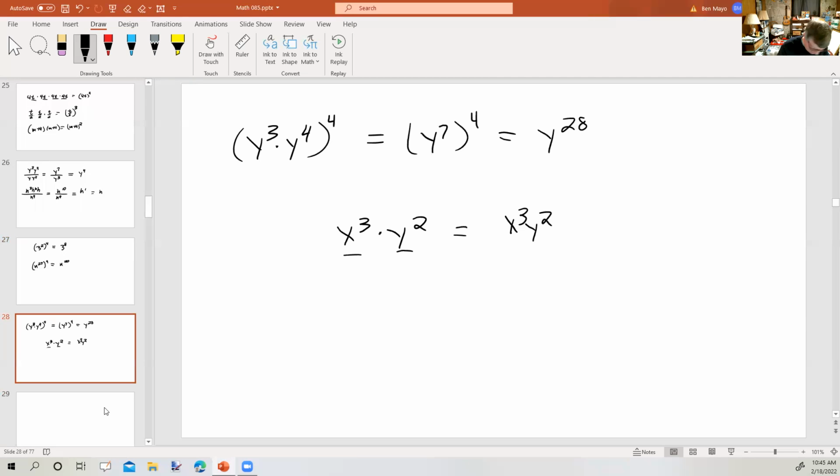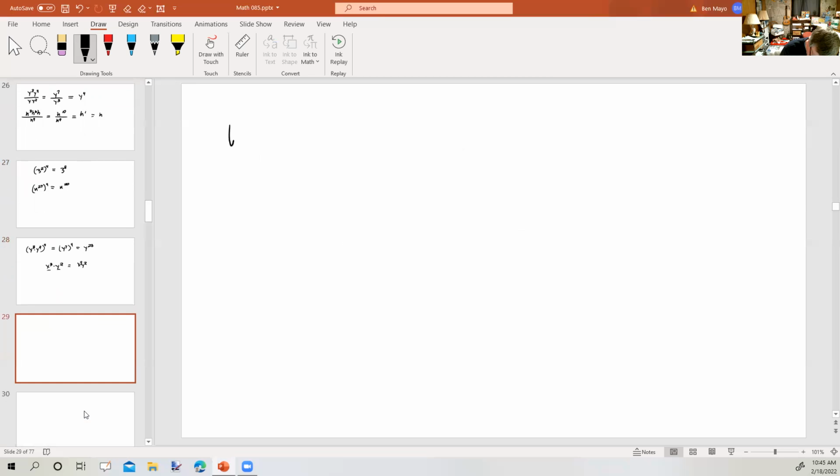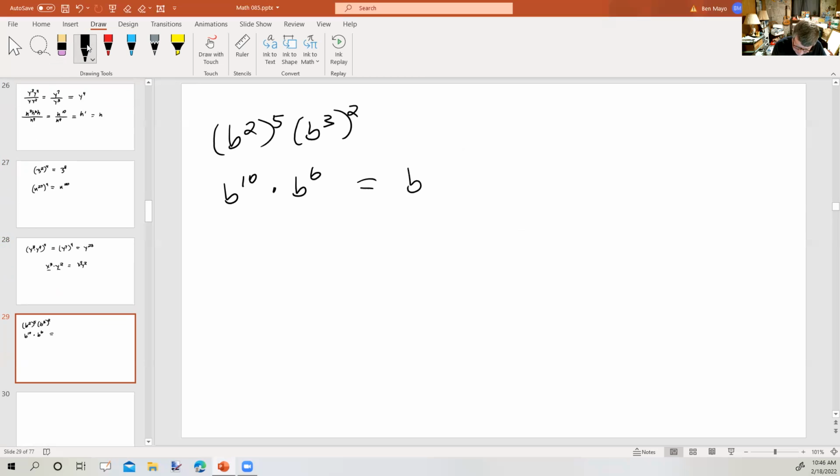Let's see here, this one. b squared to the fifth power times b cubed squared. So we start out with a power raised to a power. So we would multiply the exponents. Times a power raised to a power, we would multiply the exponents. Now we're multiplying two powers with the same base. So we add the exponents. So again, you've got to be careful to distinguish between those two rules. It's easy to get them confused.